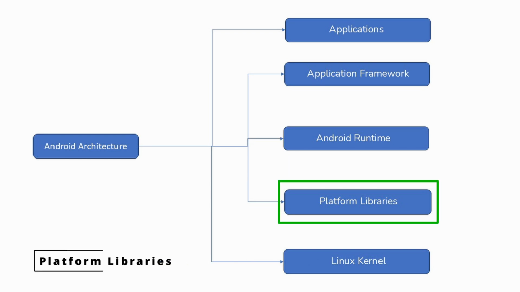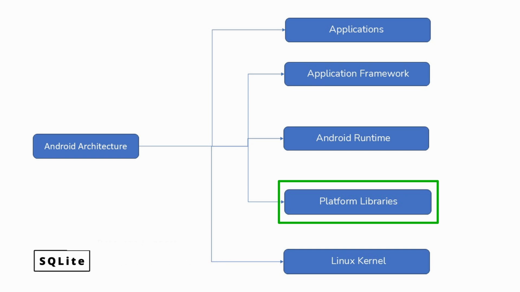Platform libraries include various C, C++, and Java-based libraries that support Android development. Media Library helps play and record audio and video. Surface Manager controls access to the display. SGL and OpenGL handle 2D and 3D graphics.